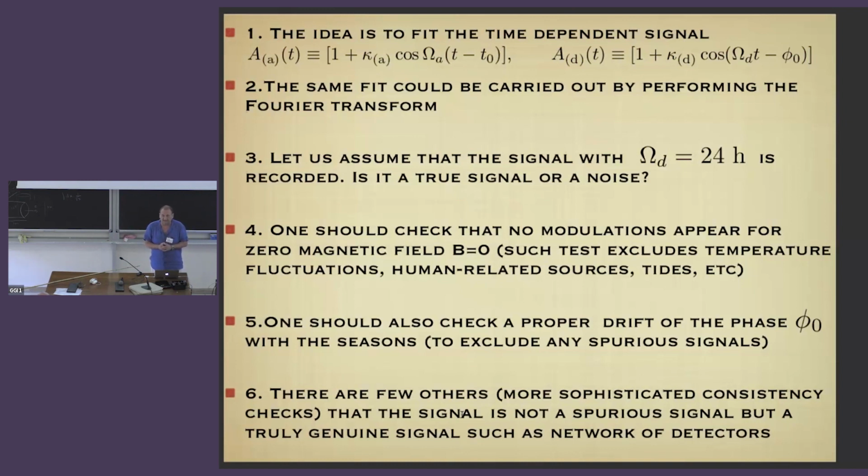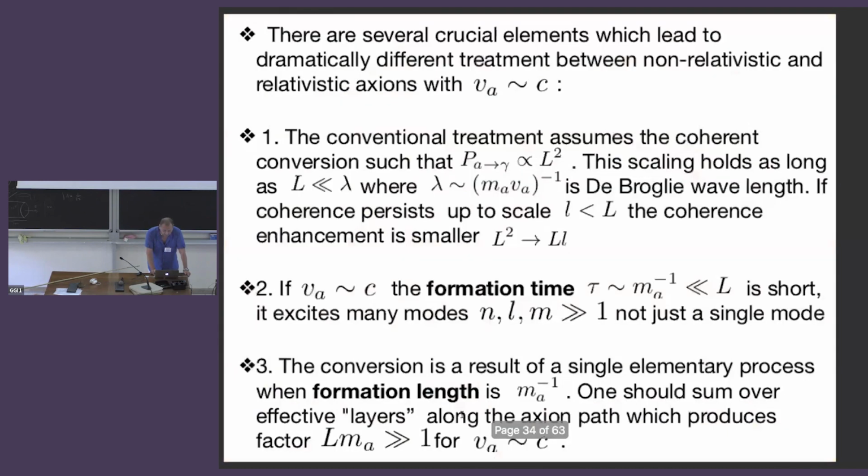Nevertheless, there are a couple of tests you can do to see that it is not related to human activity, it is not related to tides, it is not related to power outages, it is not related to anything else. For example, you can do a B = 0 test, and in this case, you must not see the daily modulations. You can also look at the fluctuations of the temperature in your cavity. You must not see the daily modulations. So there are many different tests and checks that what you see is a real physical phenomenon. Okay, so a couple of comments about the relativistic axions, because it's very different in terms of the treatment from everything we normally do.